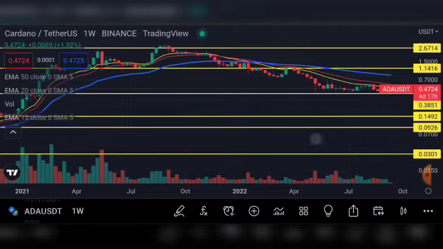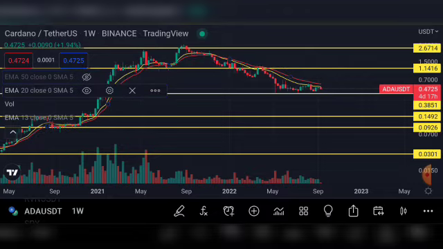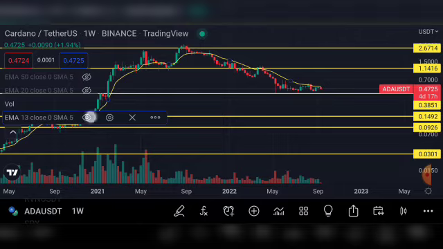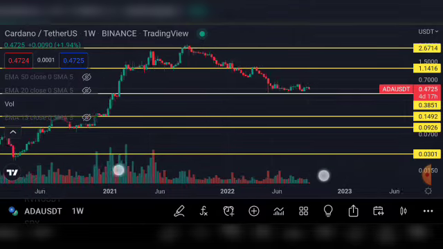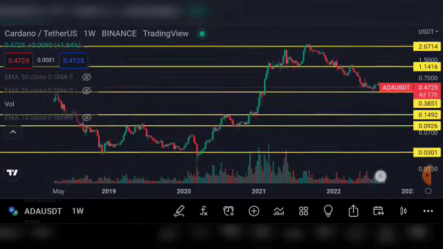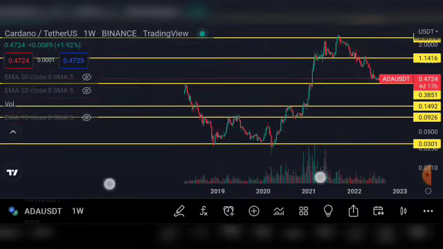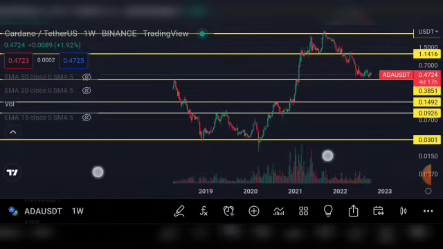Now looking at the 1 week time frame, I need to close my indicators. Let me close this, 1, 2 and 3. Right now, look at the 1 week time frame. You can see that this area of support is now looking clearer, right? And you can also identify some other little areas of support and resistance, but this key one is looking clear.